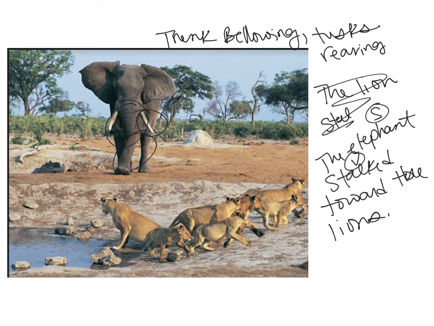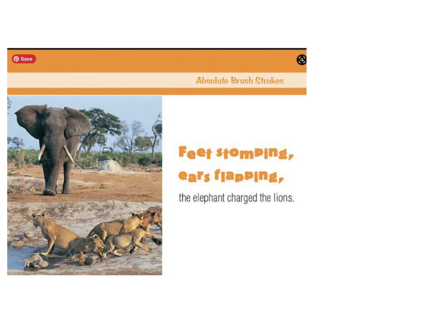So I want you to try it. I want you to write a sentence, and we're going to share them out in class on Monday. So I want you to have a good sentence here about the elephant approaching the lions. All right, so this is what they did. Feet stomping, ears flapping, the elephant charged toward the lions. A little bit different than what I did.